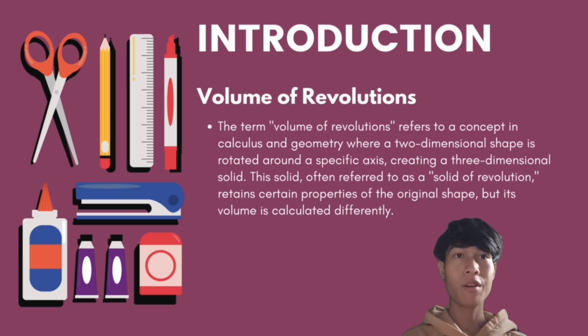The term volume of revolution refers to the concept in calculus and geometry where a two-dimensional shape is rotated around a specific axis, creating a three-dimensional solid. These solids are often referred to as solids of revolution, retaining certain properties of the original shape, but their volume is calculated differently.